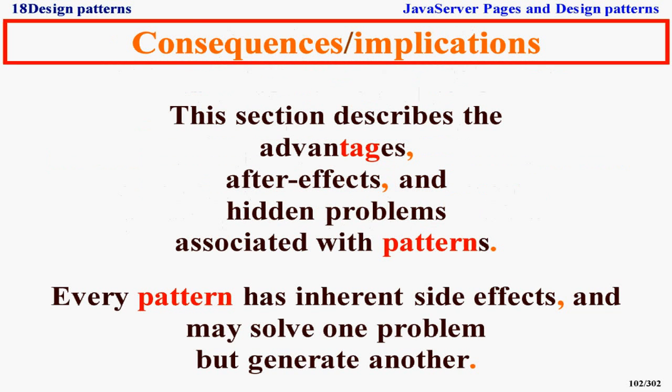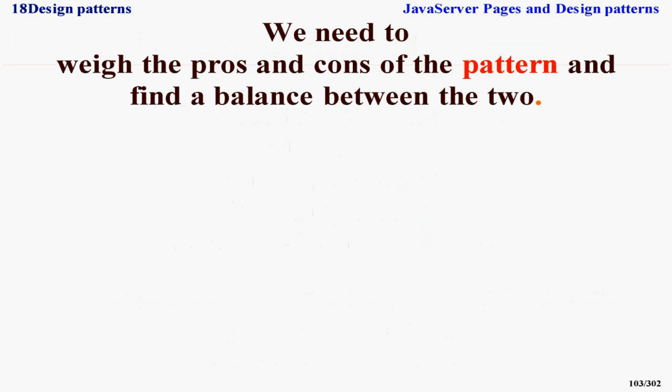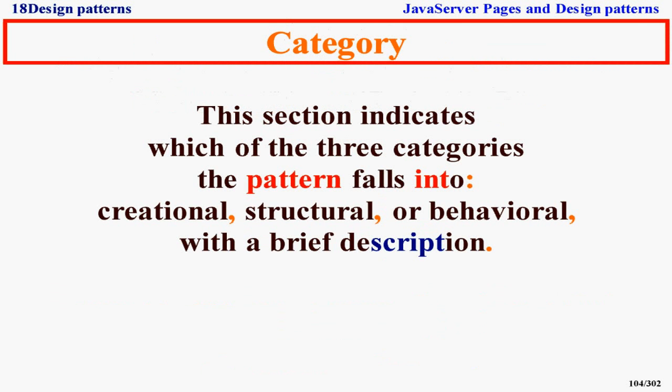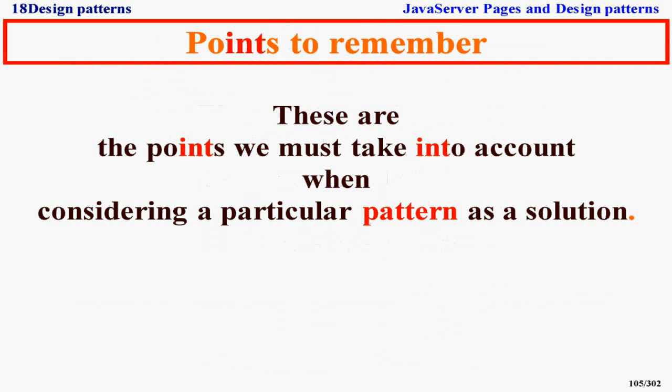Consequences, implications. This section describes the advantages, after effects, and hidden problems associated with patterns. Every pattern has inherent side effects, and may solve one problem but generate another. We need to weigh the pros and cons of the pattern and find a balance between the two. Category. This section indicates which of the three categories the pattern falls into: creational, structural, or behavioral, with a brief description.